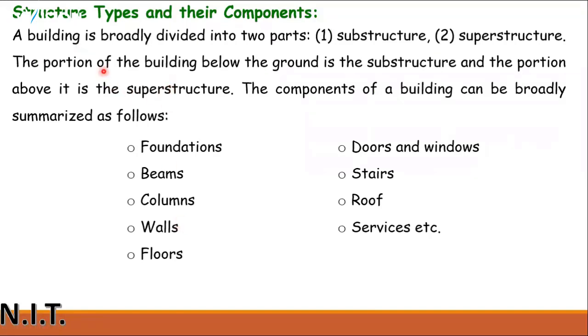Well, you may know about that. It's quite a simple slide: structure types and their components. A building is broadly divided into two parts, as we have explained before: substructure and superstructure. Substructure is the one beneath the natural surface level, and superstructure is the one above the natural surface level. The portion of the building below the ground is the substructure, and the portion above it is the superstructure. So the components of the building can be broadly summarized as follows.